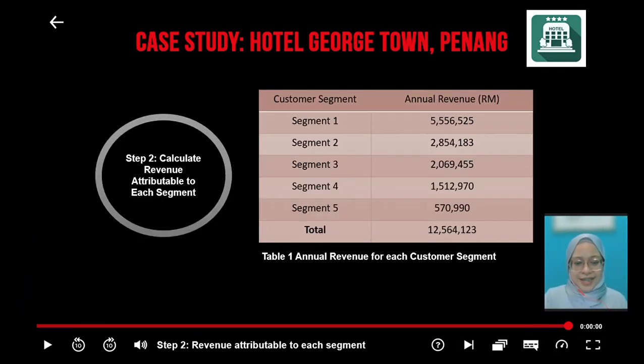The second step the hotel will do is to calculate the revenue attributable to each segment. As you can see from the table, the data was provided by the hotel's accountant who works with the researcher to explain how the costs were developed. The researcher was given access to customer bills, vouchers, and monthly statements. And lastly, sales figures were checked against the annual report with the accountants.